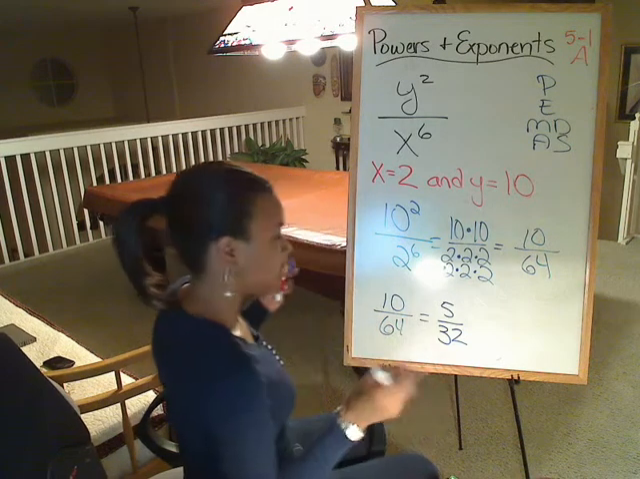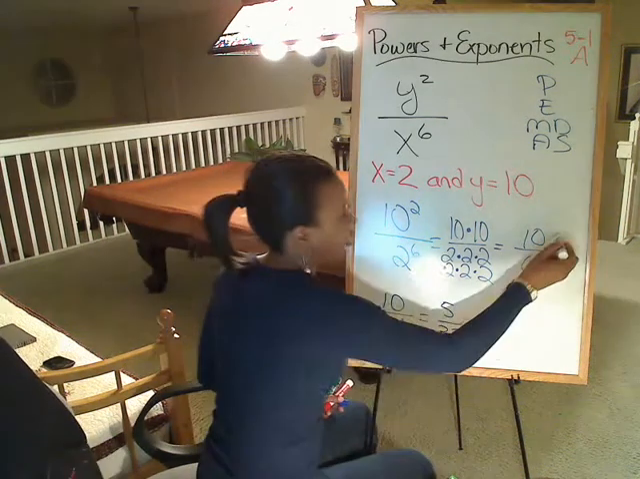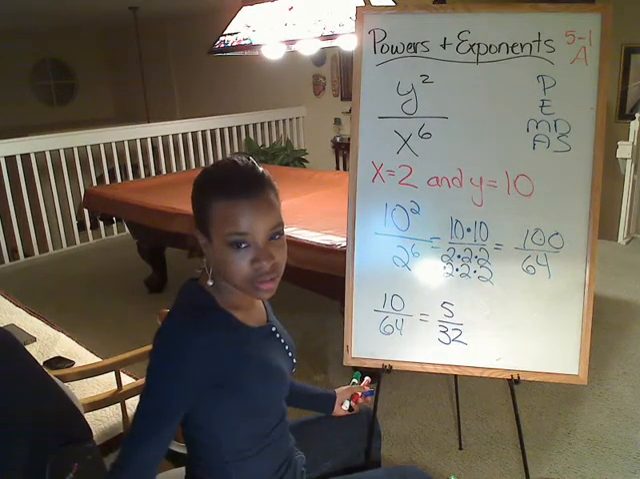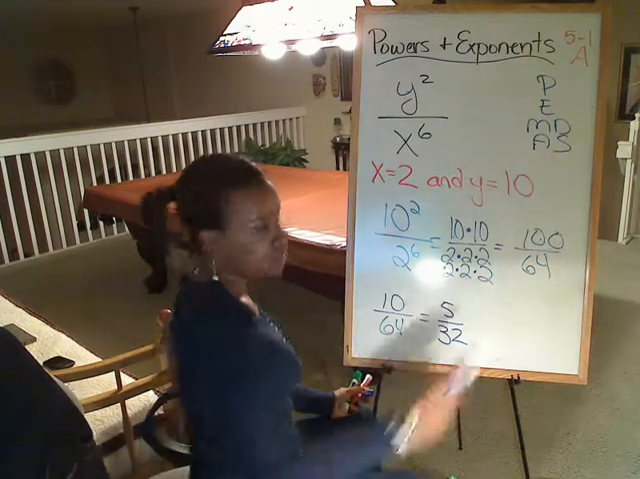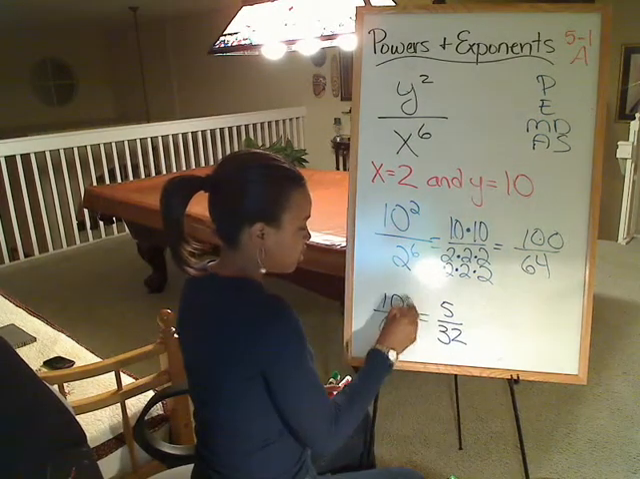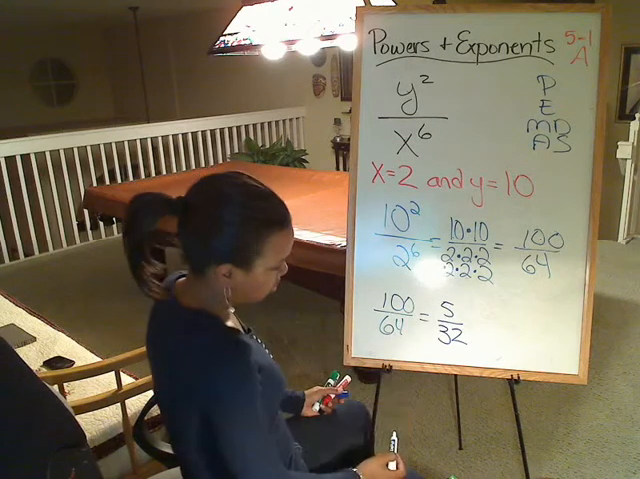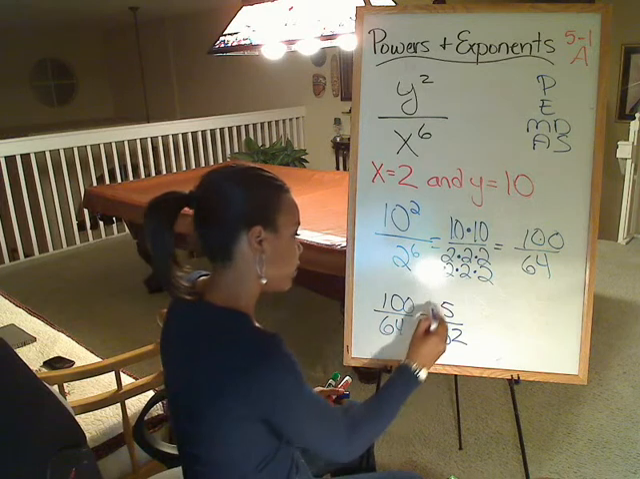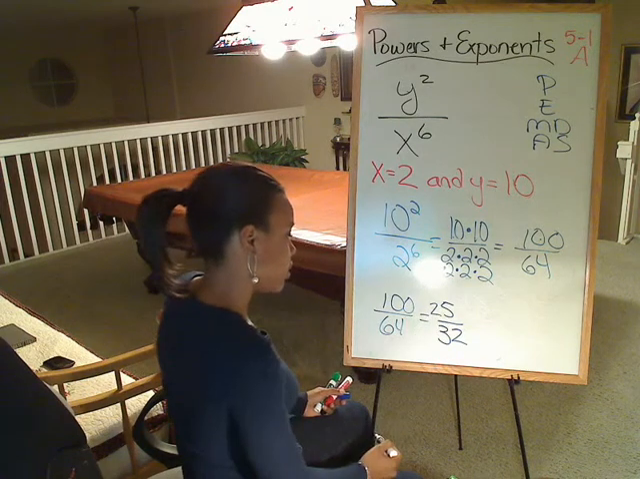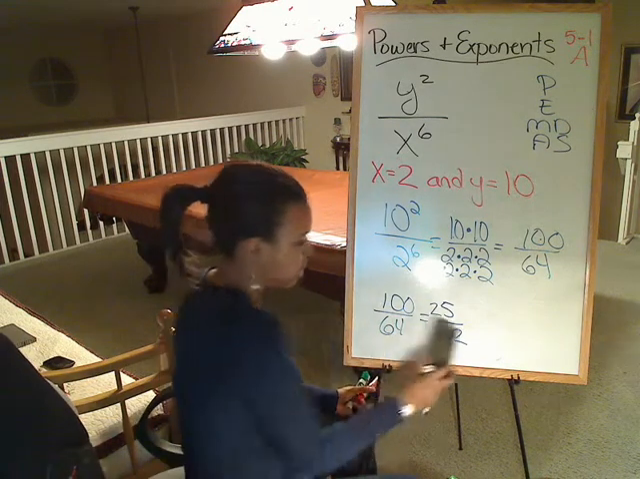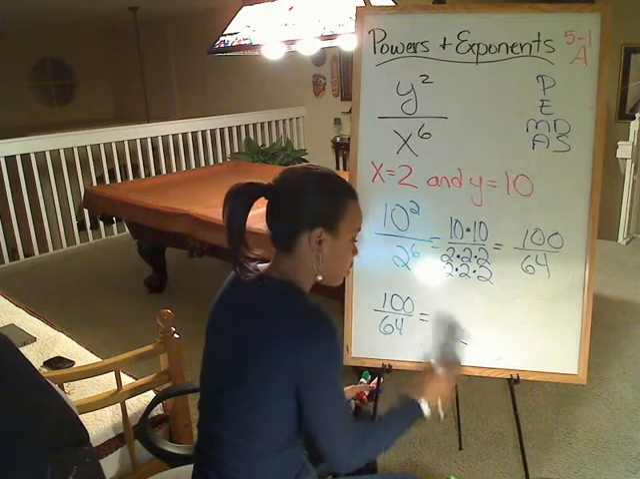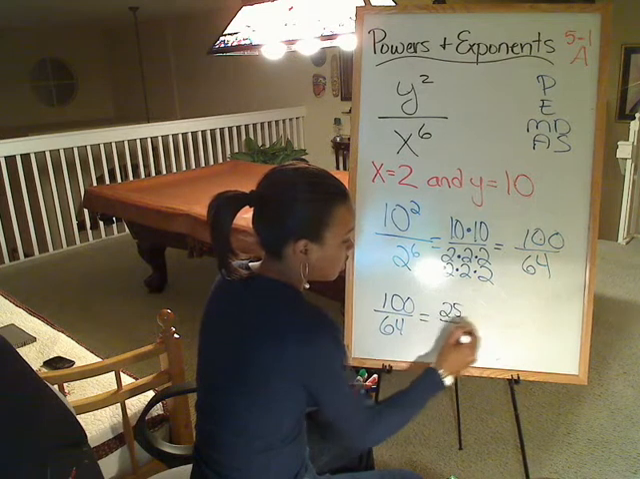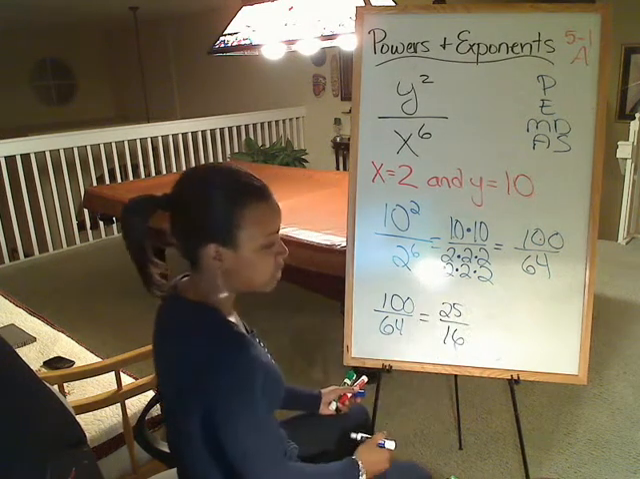No. See, I knew something was wrong. This is 100. 10 times 10 is 100. Right? Not 10. 10 times 10 is 100. So this simplifies to 25 over 16. 25 over 16. You can leave it like that. We don't need to change it to a mixed number.